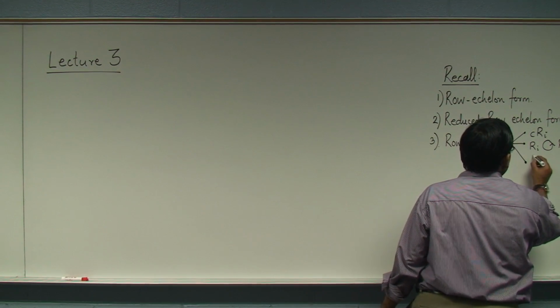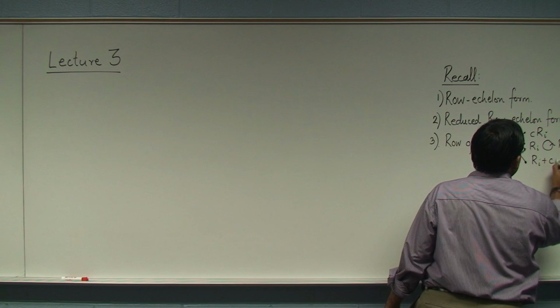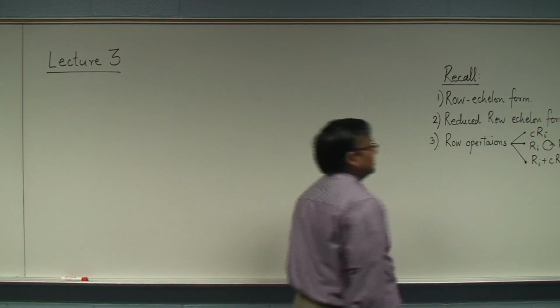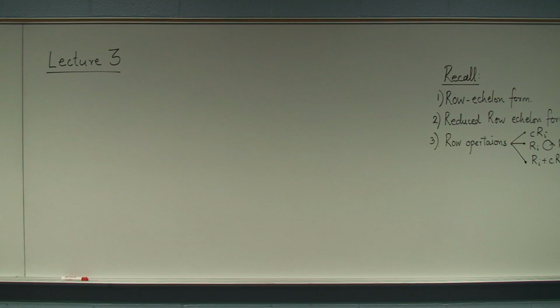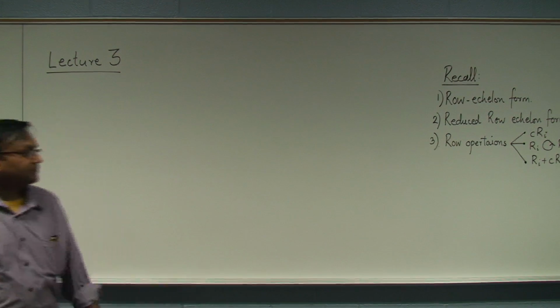The third thing we had done was adding a multiple of one row to the other. So using these row operations, we claim that we can get a row echelon form of any matrix and also the reduced row echelon form of that matrix.